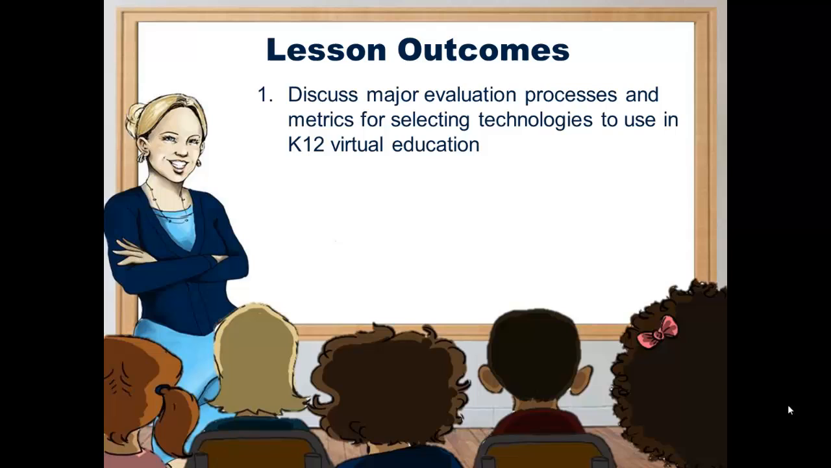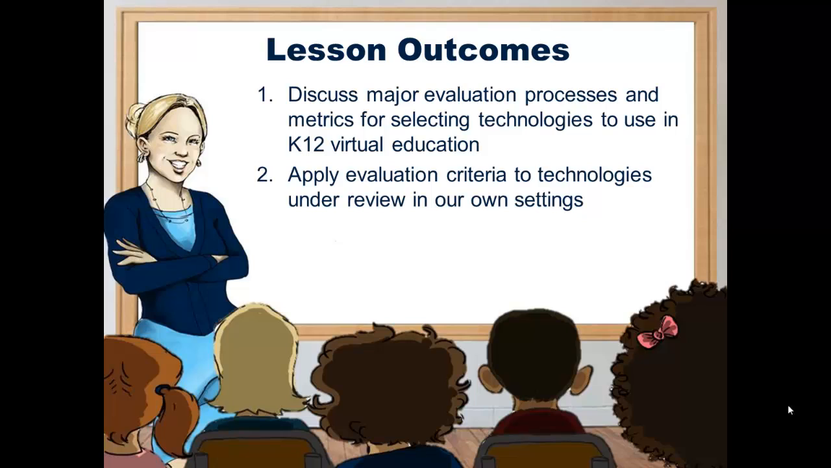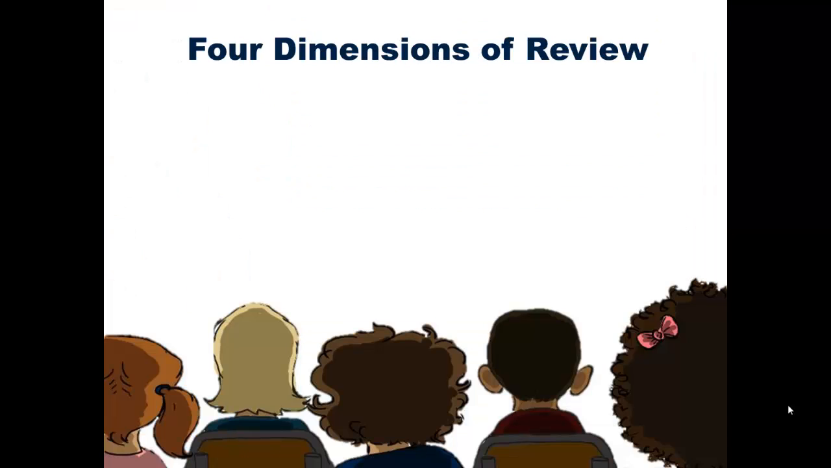First, we're going to discuss some practices and processes that you can implement for evaluating technologies and trends for use in your own classes. And then second, we're going to apply that criteria to an example technology, in this case Google Hangouts, so that you can learn how to then apply it in your own settings. But let's start with 4 dimensions of review.